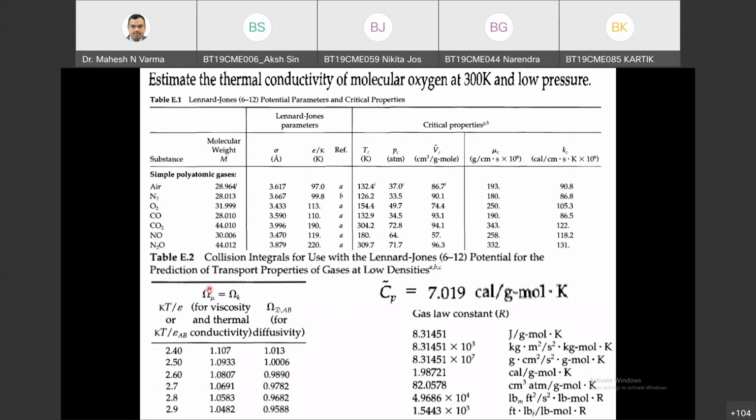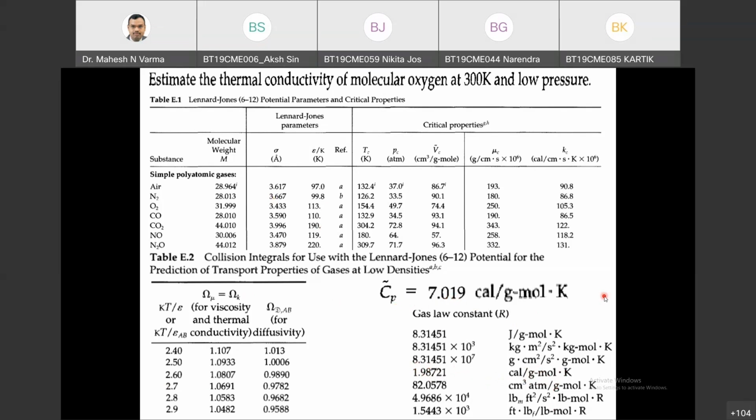Yes, sir. You can see collision integral is the same, collision diameter is the same, so already these values you can get from the data book. Cp is 7.019 calorie per gram mole Kelvin, and accordingly you can use the value of gas constant. This is the value of gas constant you can use.